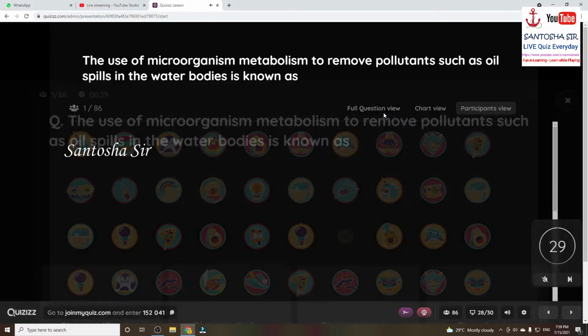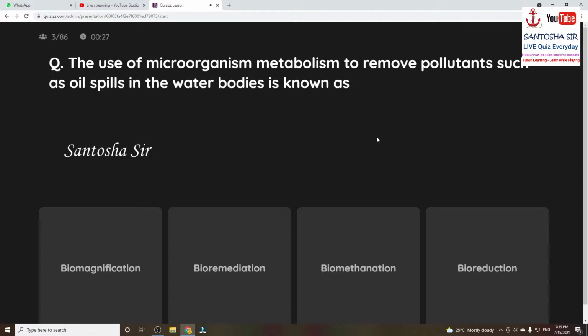28th one. The use of microorganism metabolism to remove pollutants such as oil spills in the water bodies is known as biomagnification, bioremediation, biomethanation, or bioreduction. A lot of science here, isn't it? So is this biology, physics, chemistry? What is it?